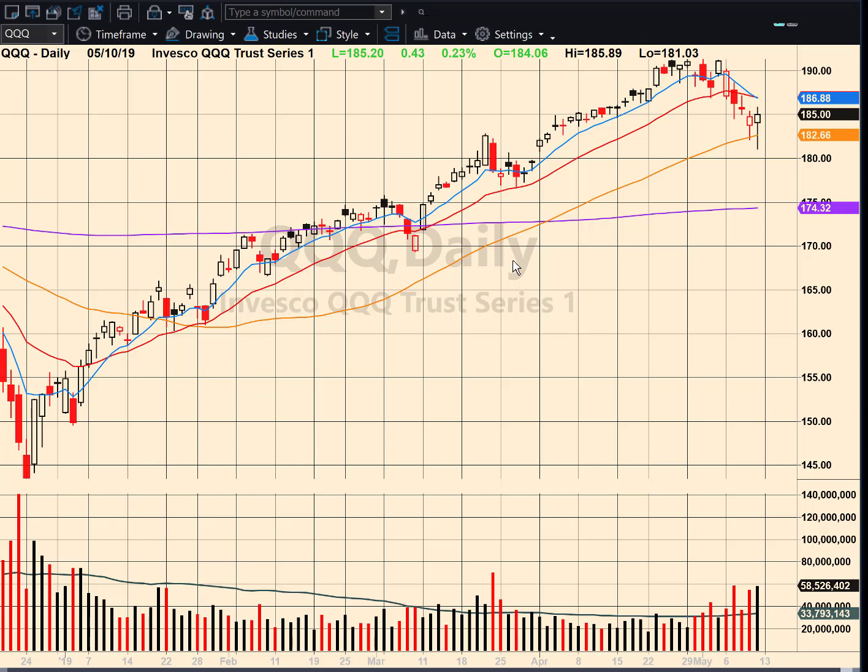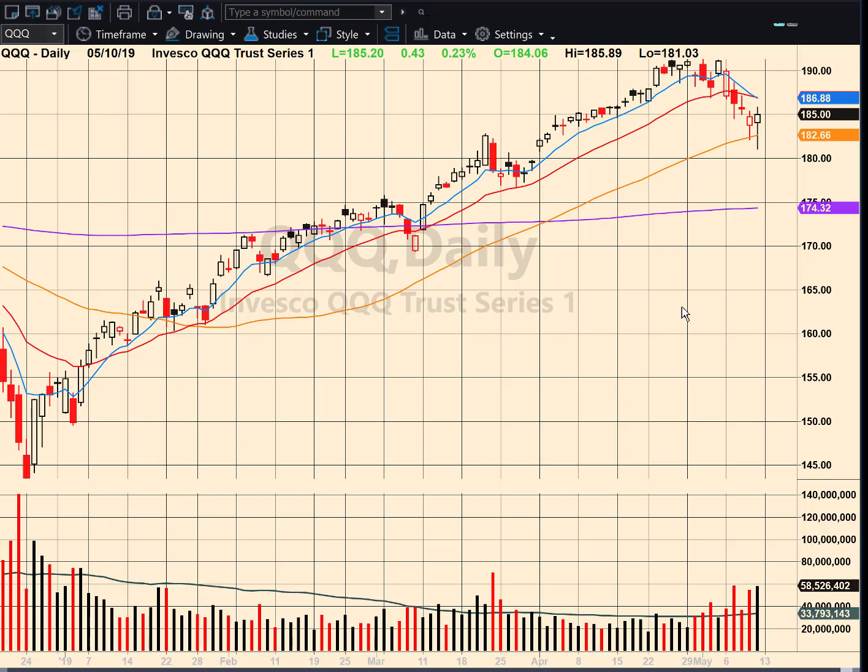We'll start with Qs, and as usual, we have 4 lines. The blue I'm going to keep as the 8-day EMA. Red is 20-day EMA. Those are my short-term trend indicators. Then the institutional longer-term moving averages. The orange is the 50, and the purple is the 200. And those two are simple moving averages.